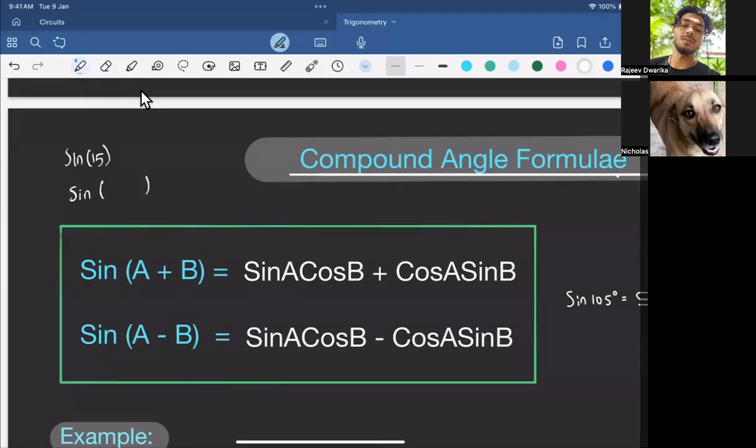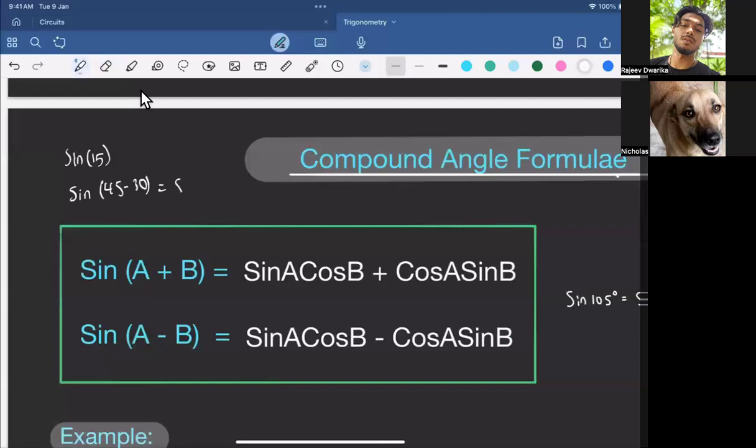45 minus 30. And do we know what sine 45 is? Yeah, root 2 on 2. And sine 30, are we supposed to know that? Yeah. What is sine 30? Just a half. So you see, we know sine 45 and we know sine 30.